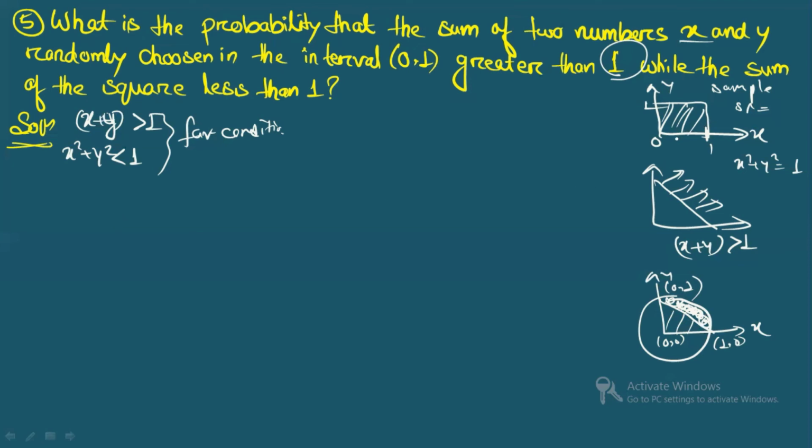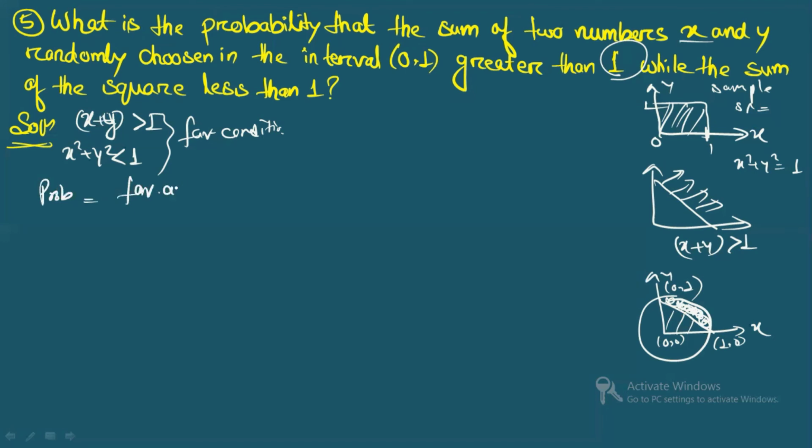So here the total area is a square of side A, that is, side into side. Favorable will be 1 by 4 pi r square, because this is a quadrant, minus the area of the triangle, half into base into altitude. So if you see, this is the base, this is the altitude, so the value is 1 for both. So you will write probability is equal to what?